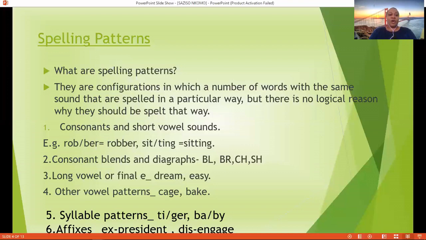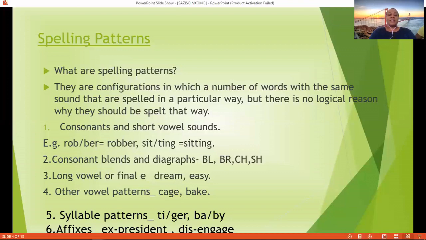Right. We move on to another spelling pattern, which has to do with consonant blends and digraphs. Those will be your BL sound, BR, CH, and SH. That is the pattern there. Then we have our long vowel or the final E. Long vowel or the final E. Example there is in dream, easy. Those are your long vowels and your final E.